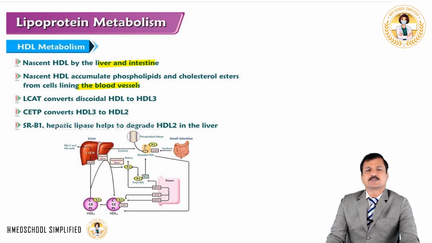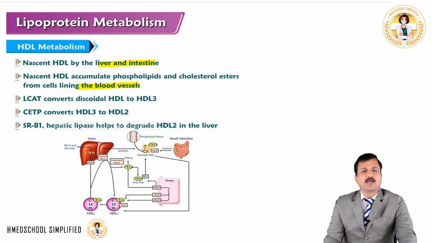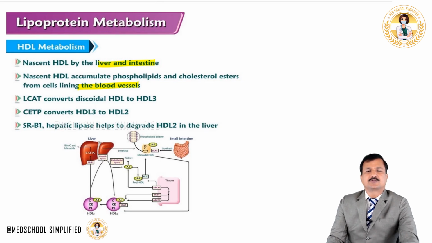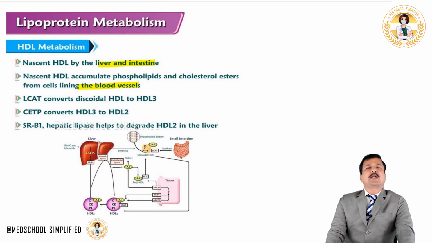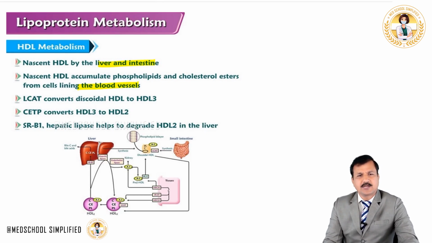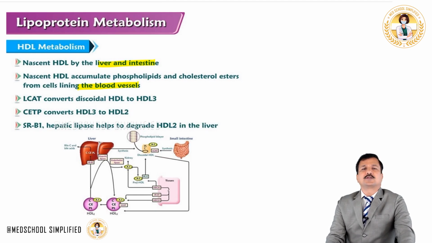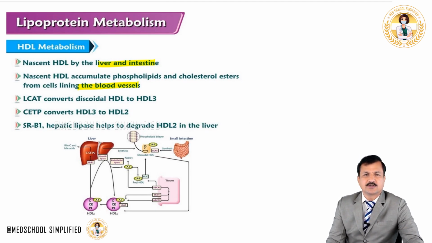And then this HDL2 molecule, which is rich in both cholesterol ester and triacylglycerol, will be taken up by scavenger receptor B1 in the liver and the contents will be offloaded into the liver. Also, hepatic lipase over the hepatocyte membrane will help to degrade the triacylglycerol present in the HDL2 molecule and convert that into HDL3 and release it into the circulation.